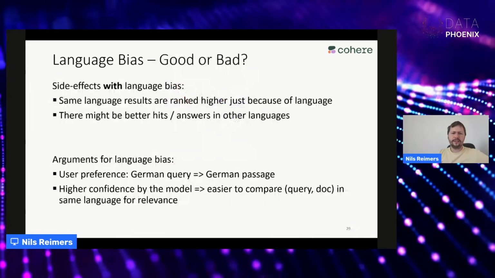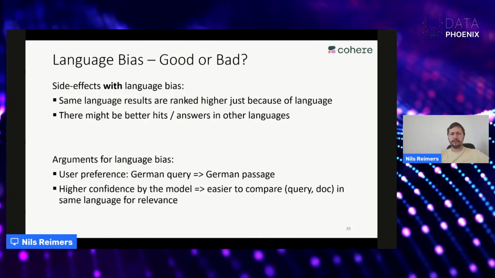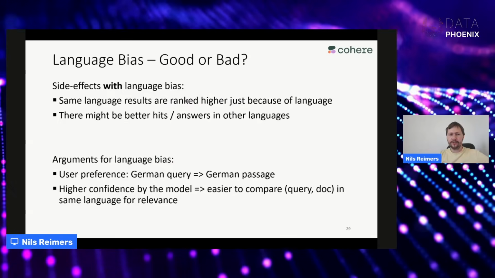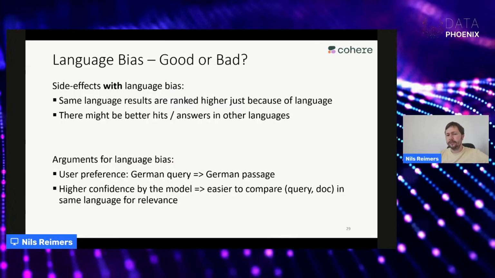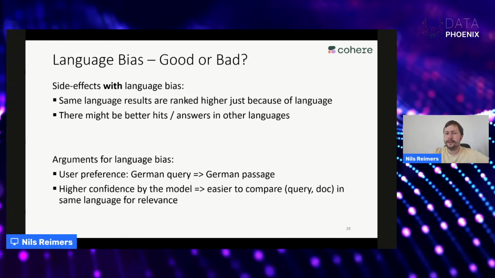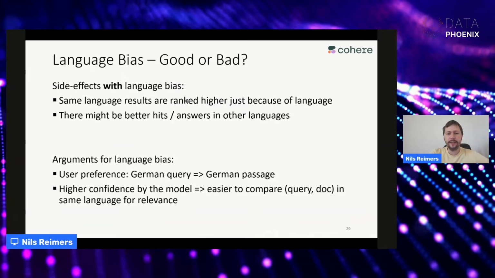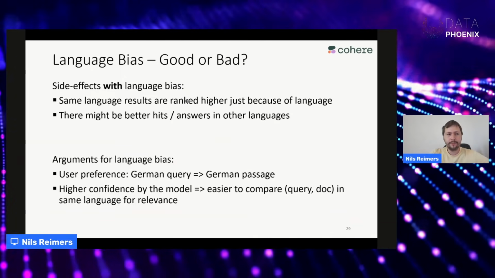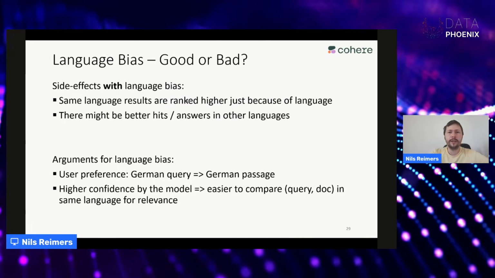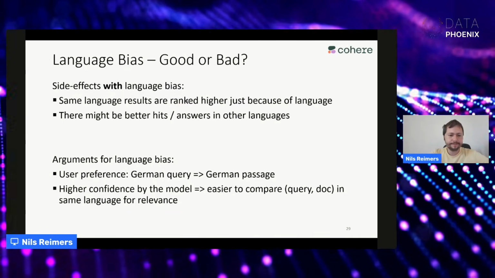And the question is, is language bias good or bad? A side effect of language bias is that same-language results are ranked higher just because of the language, and there might be better answers in other languages. So if I ask, how is the weather in Toronto? If the model has language bias, it would first return the English paragraph from the English Wikipedia, even though in other languages there might be better information on what the weather in Toronto is like.